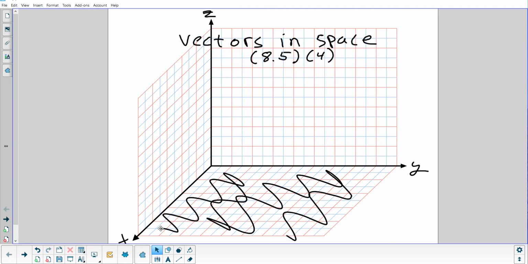So if you think about it on your desk in front of you, the x-axis would be going front and back, towards me and towards you. The y-axis would be towards the door and the windows. And the z-axis would be what's coming up off the desk. So x, y, z.